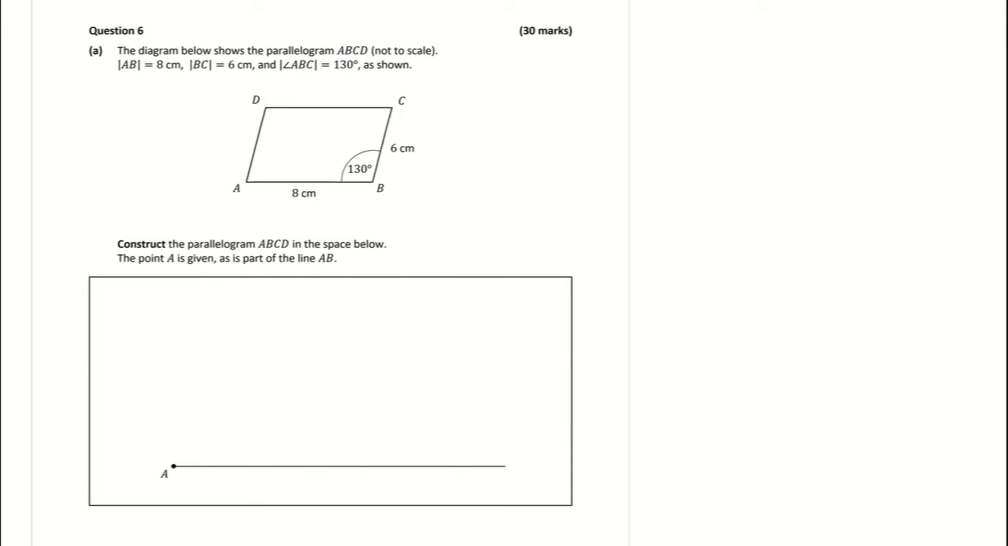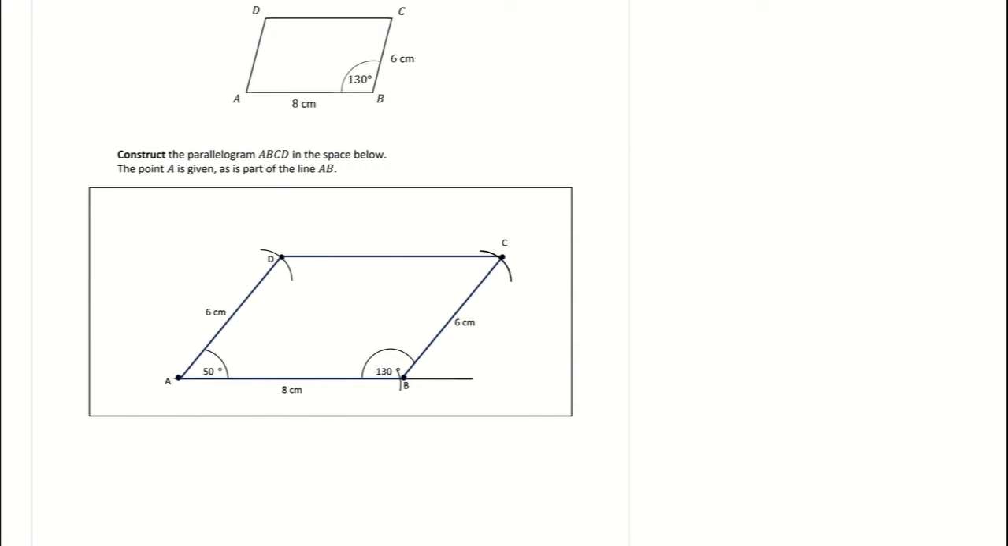Question 6. Construct the parallelogram ABCD in the space below. The point A is given as part of the line AB. For your construction, make sure to use your compass, your ruler, your protractor, and make sure to show all of your workings.